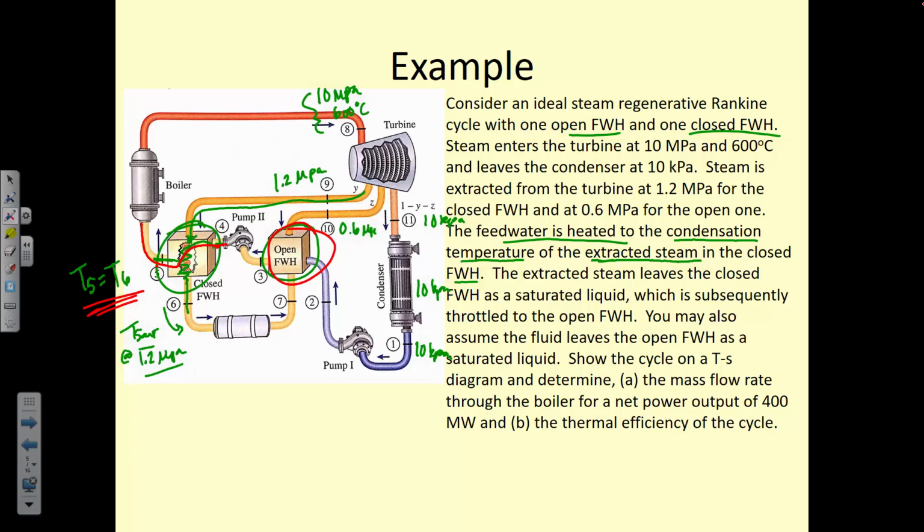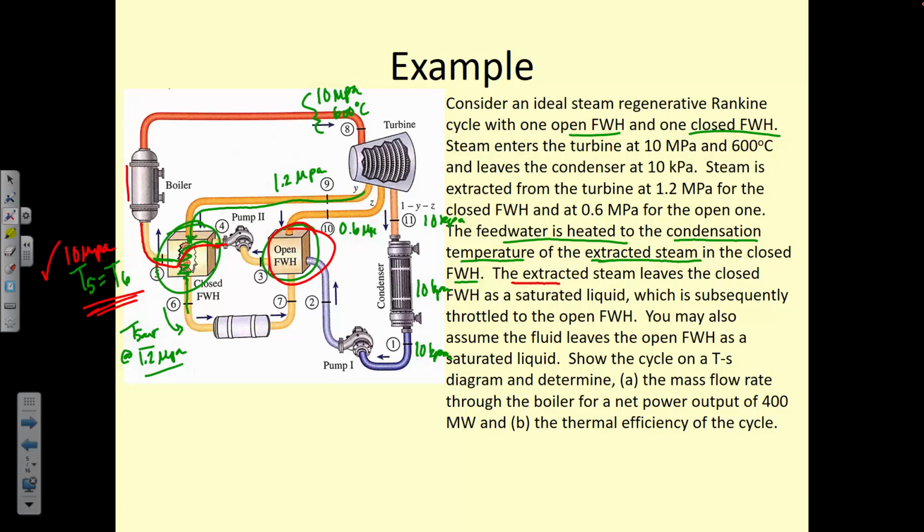Okay. So at state 5, we know the pressure is going to be the same as the boiler pressure, which is 10 megapascals, and T5 is equal to T6. So that state is fully specified. Let's look at some of the others.